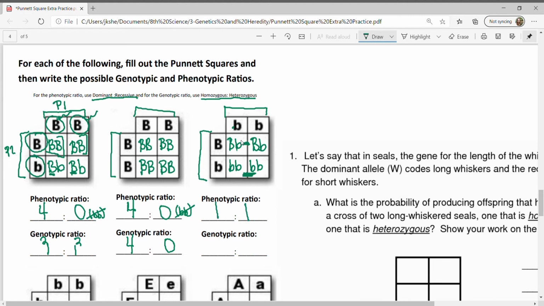Whereas our genotypic ratio will be 2 heterozygous to 2 homozygous. That's a 1 to 1 as well.